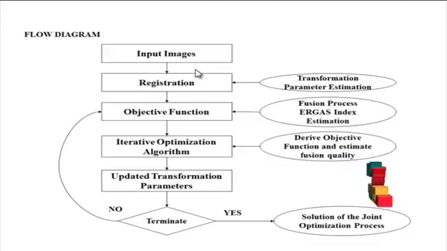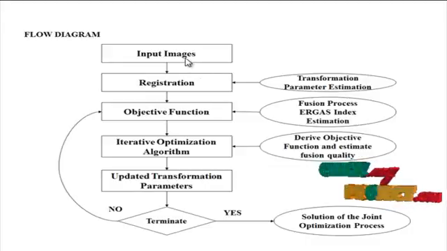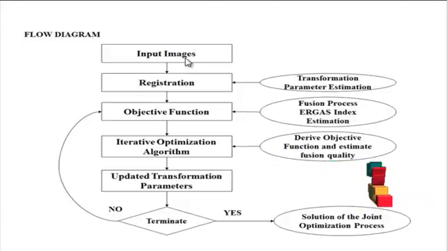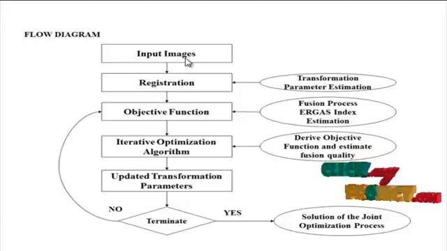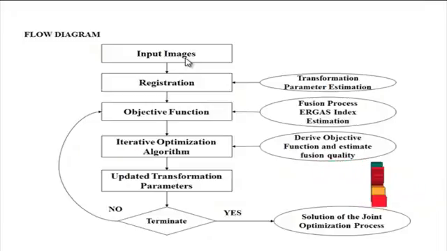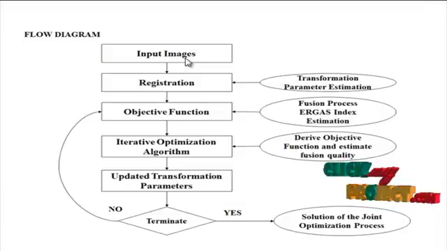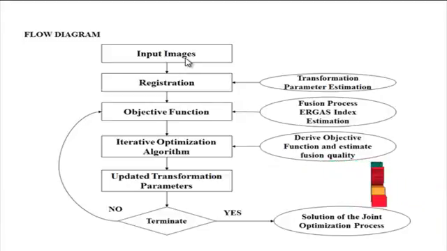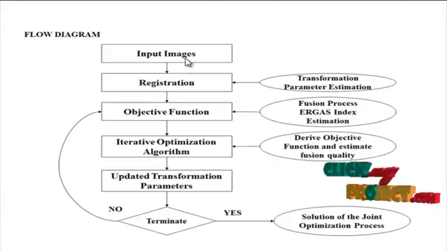Let me discuss the flow diagram for our process. Initially, the input images are taken. Here, the multispectral image and also the panchromatic image are collected. The multispectral image contains many bands. The multispectral images have high spectral resolution. The panchromatic images contain high spatial resolution.